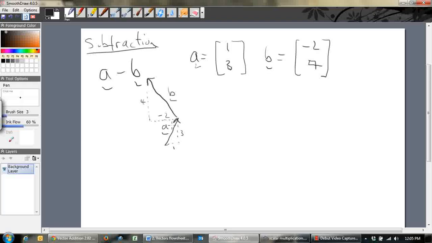So if you added A plus B, you'd get something like this over here. That would be A plus B. But we want A minus B. So what does minus B look like? Well, if you remember, if you multiply something by negative 1, it changes the direction. So A minus B is the same thing as A plus negative B, if you want to think of it like that. So what is negative B? Negative B is exactly the same as B, but in the opposite direction. So in fact, it's going to go in this direction.